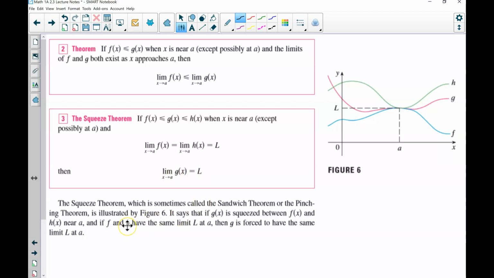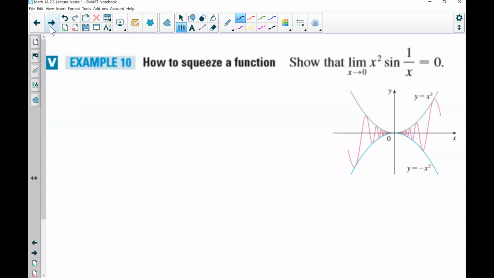The squeeze theorem, which is sometimes called the sandwich theorem or the pinching theorem, is illustrated in this figure of what we just talked about. Again, it says that g of x is squeezed between f of x and h of x near a. And so if f and h have the same limit L at a, then g is also forced to have the same limit L at a. So this theorem is used quite a bit in this class.